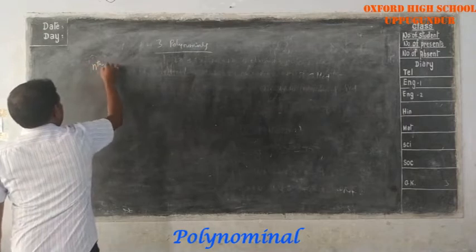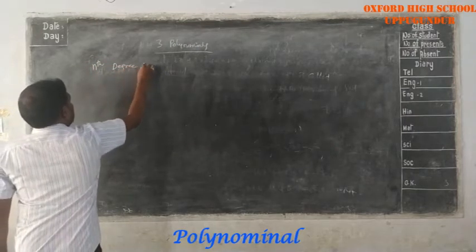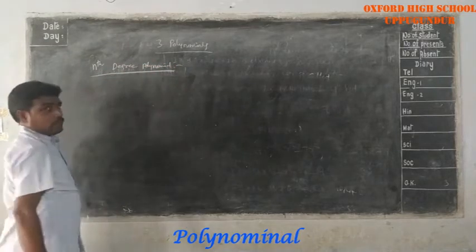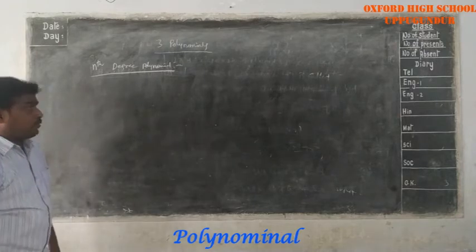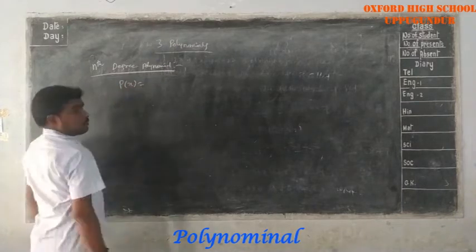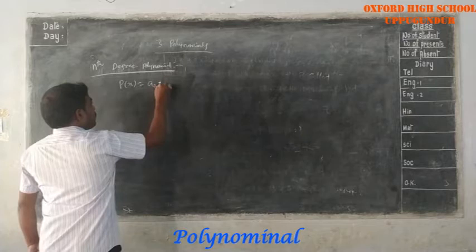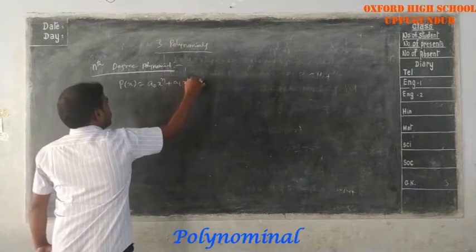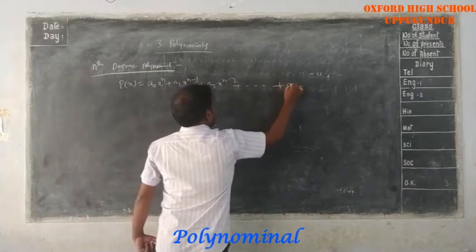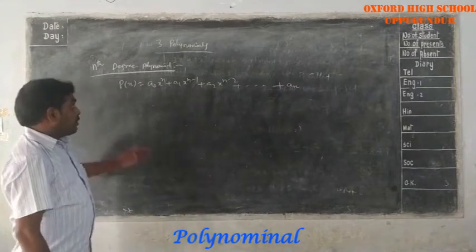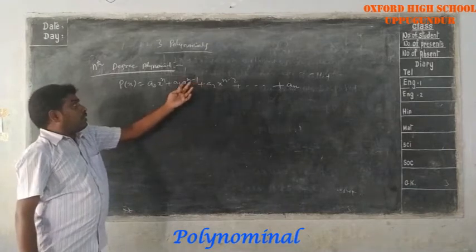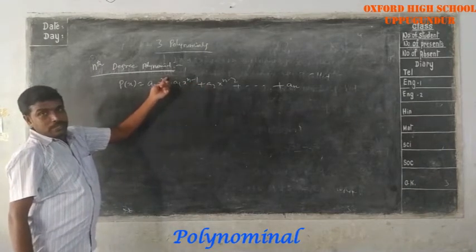Nth degree polynomial. So if p of x is a polynomial in one variable x, p of x equal to a naught x power n plus a1 x power n minus 1 plus a2 x power n minus 2 plus and so on plus an. So here what is the degree? The highest power of the variable is n here.